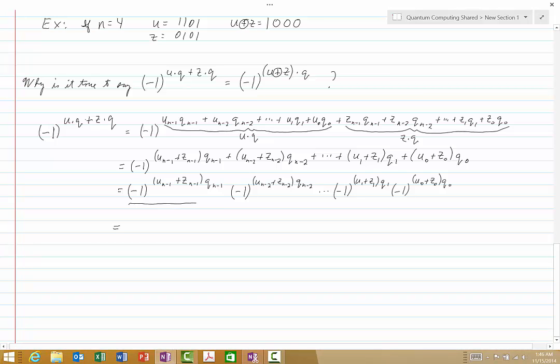Let's look at this first term right here: -1 raised to the (u_{n-1} + z_{n-1}) times q_{n-1} power. Now notice that if u_{n-1} and z_{n-1} are both 0, then the entire exponent for this term becomes 0, and we would get -1 to the 0th power, which would be 1. So this term is equal to -1 to the 0th power if u_{n-1} equals z_{n-1} equals 0.